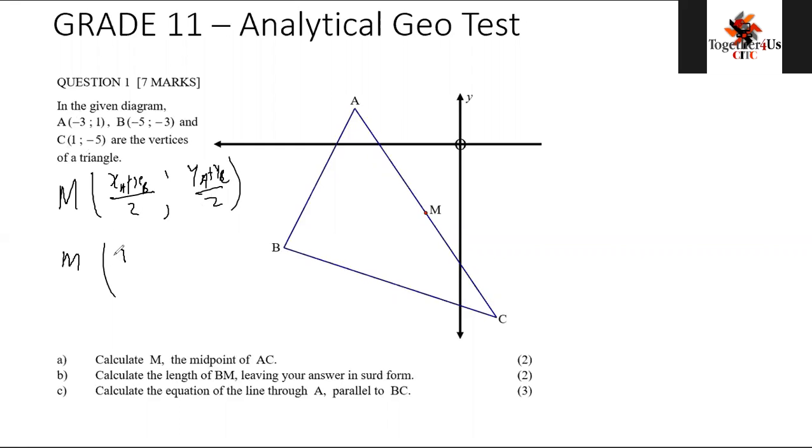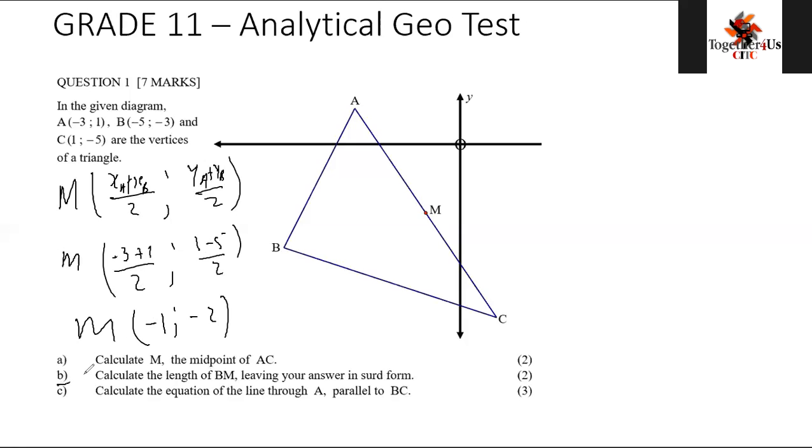So X at A is -3 and X at C is 1. So let's put that: X at A -3, X at C 1, and then there's a 2. Y at A is 1, and Y at C is -5, all over 2. And you can see now this is going to be -2 divided by 2 is -1, -4 divided by 2 is -2. It was quite disappointing to see that some of you could not get these 2 marks.